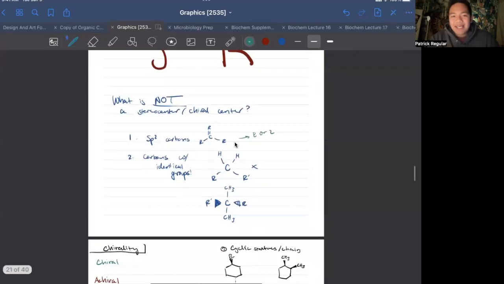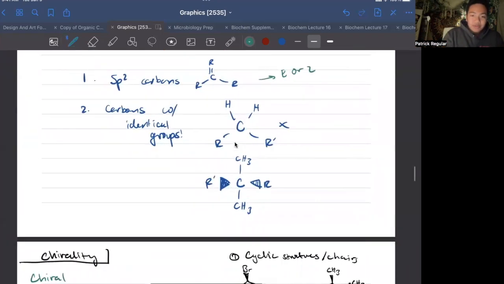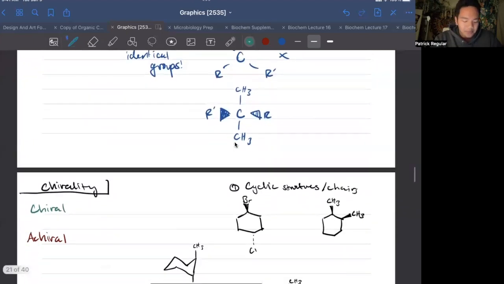And the next biggest thing is carbons with identical groups. The moment 2 out of the 4 branches are the same compound or the same chemical formula, like CH3 and CH3, it's no longer chiral. It's achiral. It's symmetrical. So right here, these are the same, a line of symmetry. In this case, they're R's, but it's the fact that 2 of those bonds are the same. The moment 2 of them are the same, you have a line of symmetry.